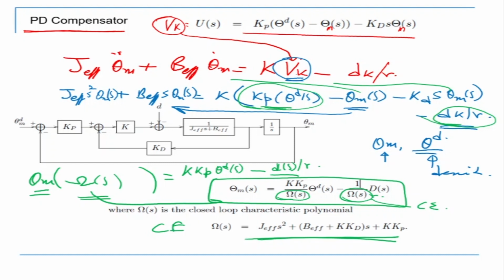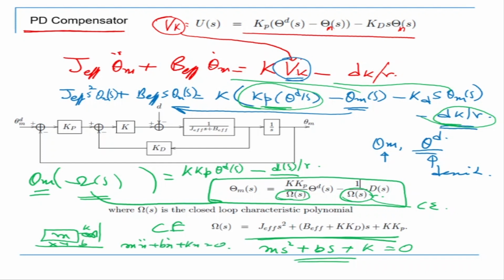Now if you look very closely, this is similar to ms squared plus bs plus k. Remember this equation of the spring mass damper. We had a spring mass damper system, mass, spring and damper, an mbk system, and mx double dot plus bx dot plus kx was equal to 0. If I take the Laplace transform, it comes exactly in this way. I mean the form is the same, it's squared. So ms squared, this is J, which is inertia, into s squared.